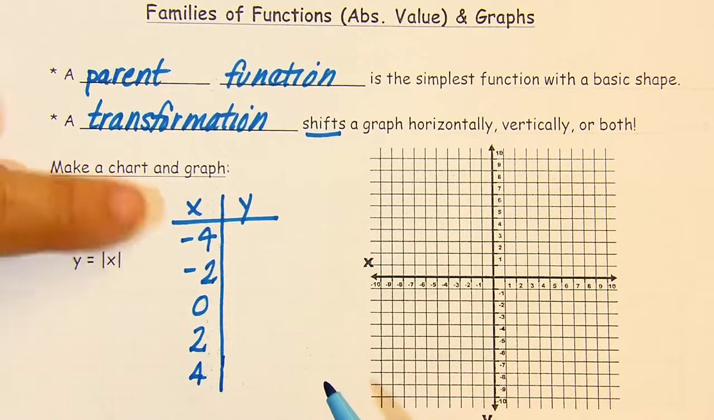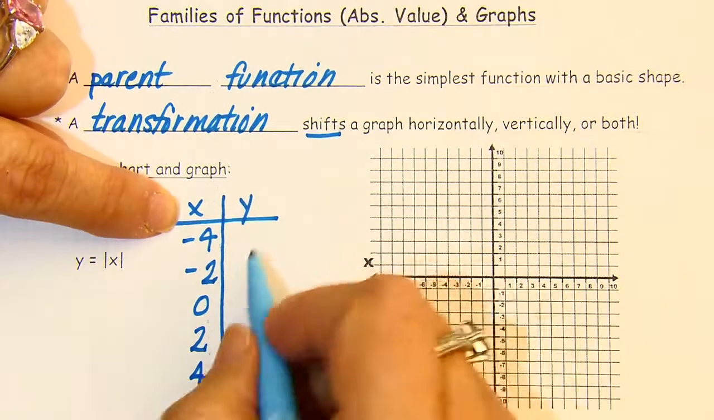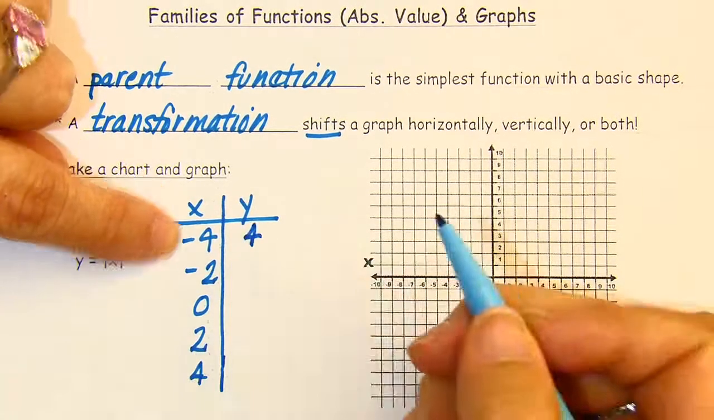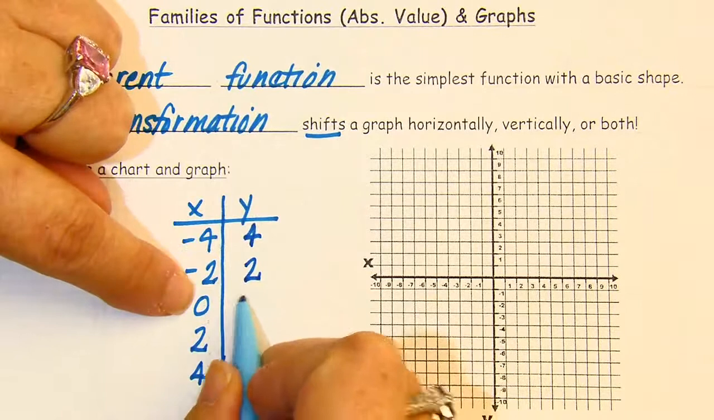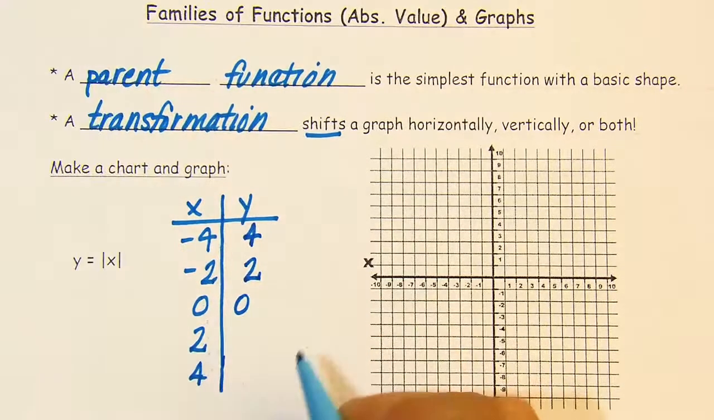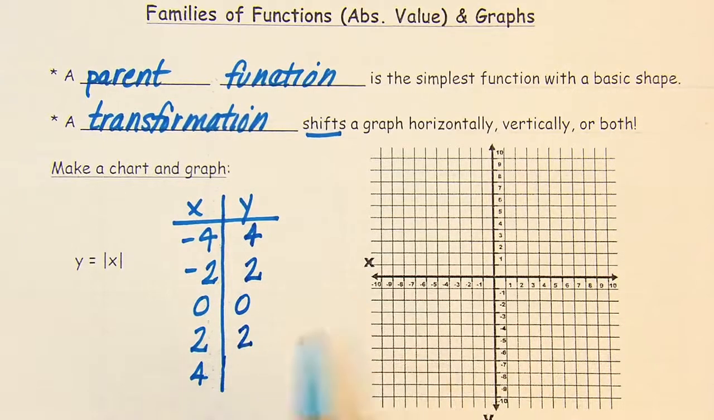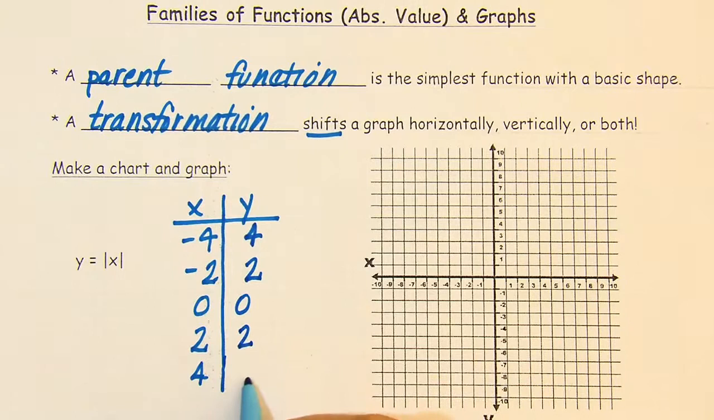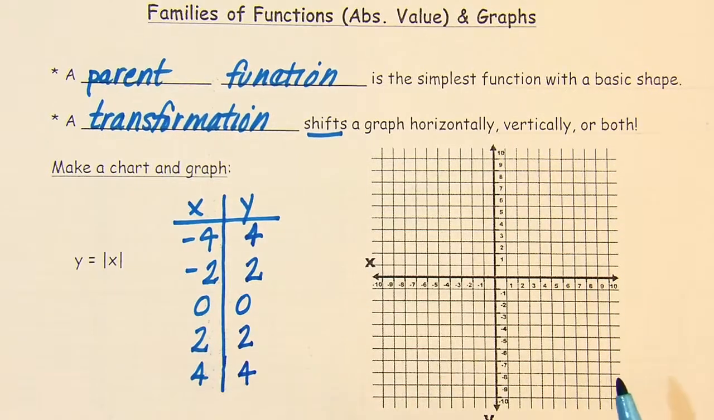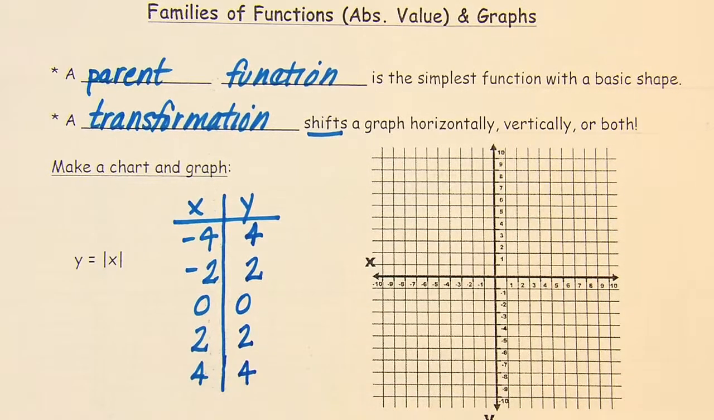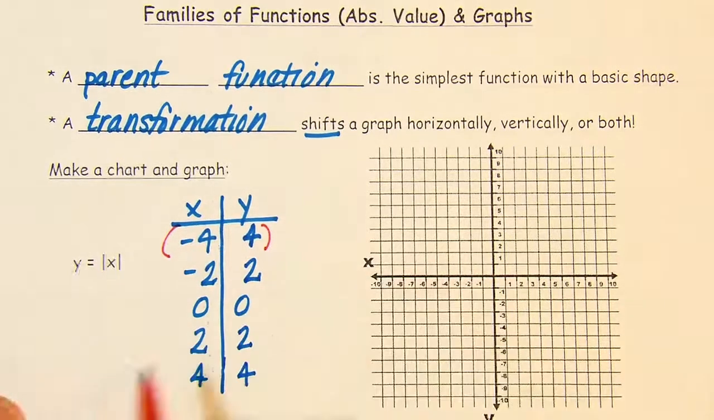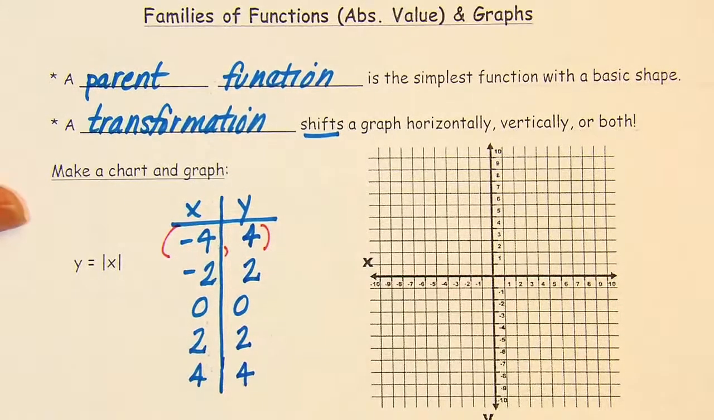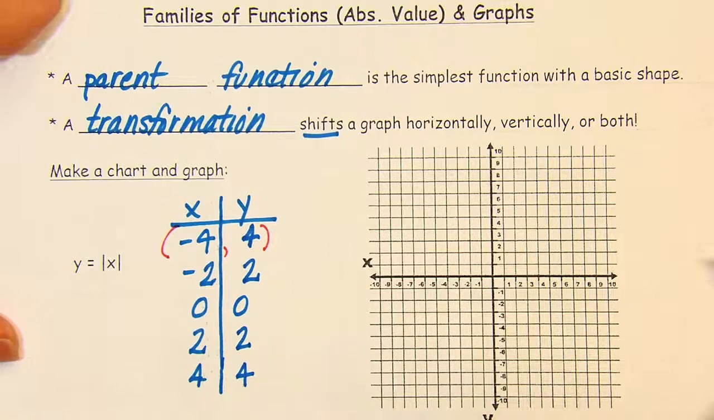So, absolute value of -4 is 4. Absolute value of -2 is 2. Absolute value of 0 is 0. Absolute value of +2 is +2. Absolute value of +4 is +4. Now I have these ordered pairs that I can graph. You see, my table is really sets of ordered pairs. Okay, -4, 4. So I'm going to plot these on this coordinate plane.